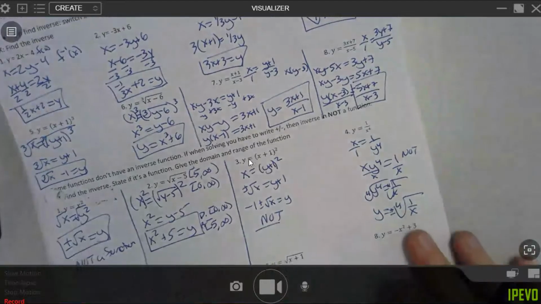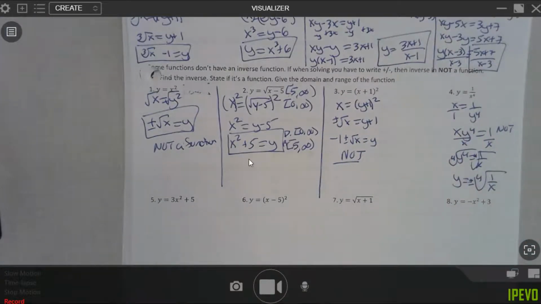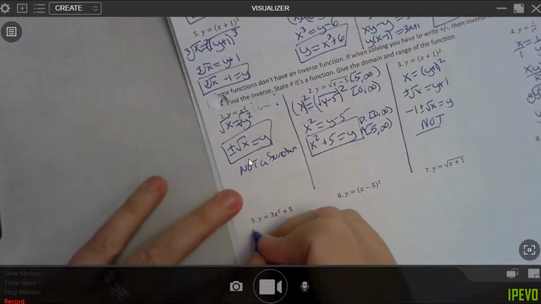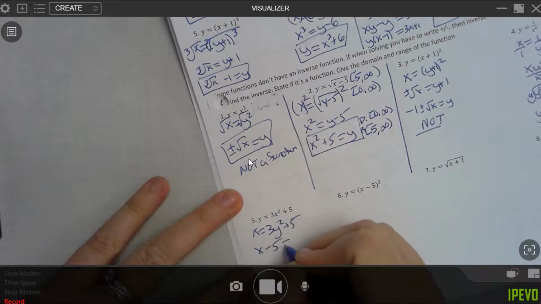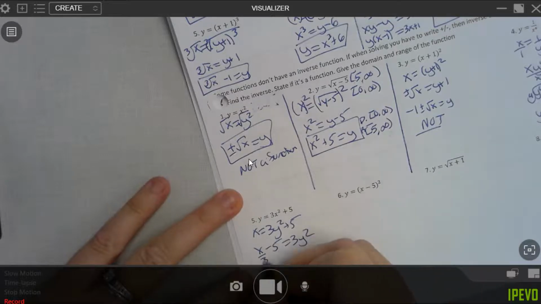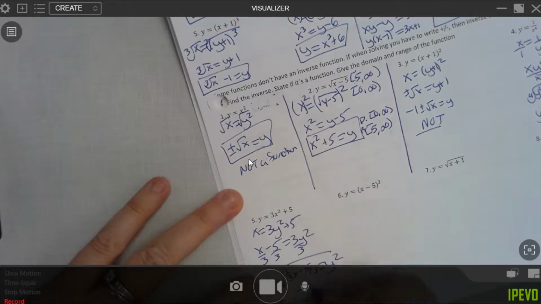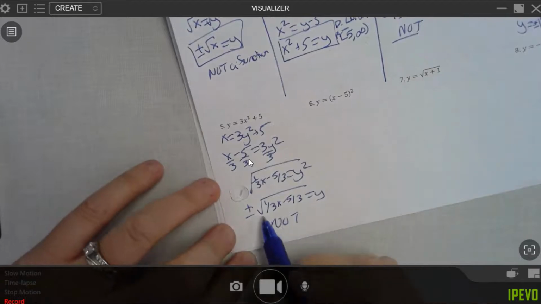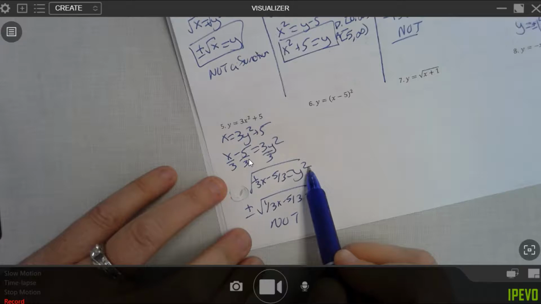So if you have not yet paused me to try some on your own, now's a good time to pause, try them on your own, and then come back and see if your answers match mine. This is not a function because it became plus and minus down here. So I subtracted my 5, divided by 3, and then square rooted to get rid of the square right there.